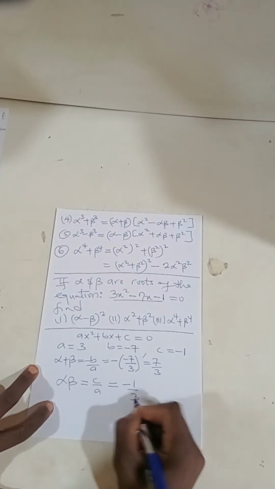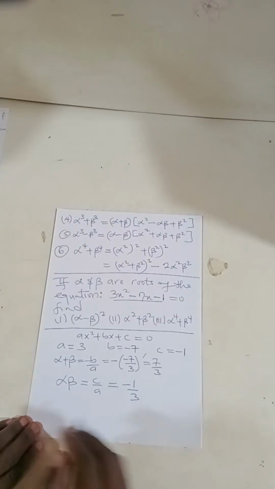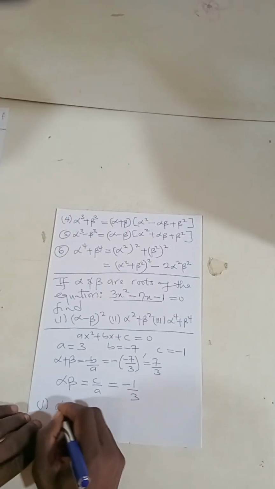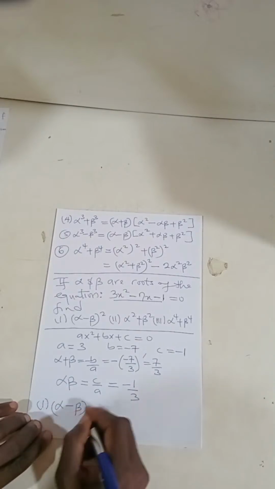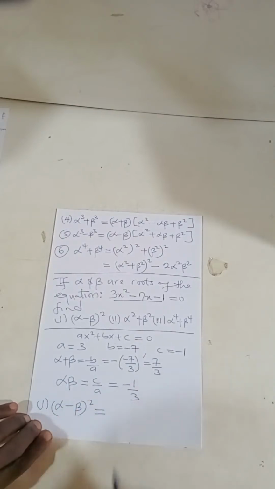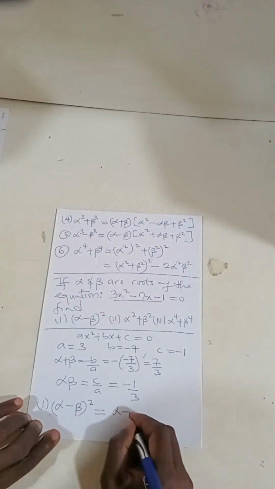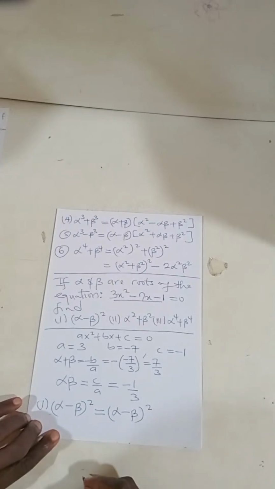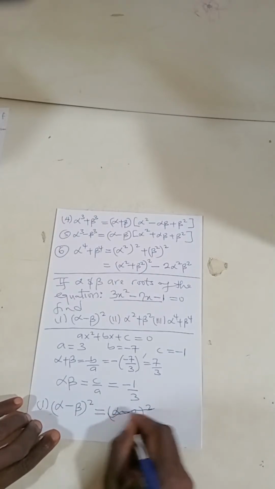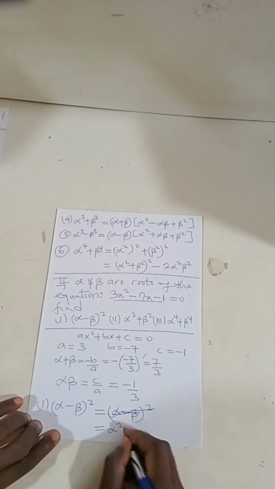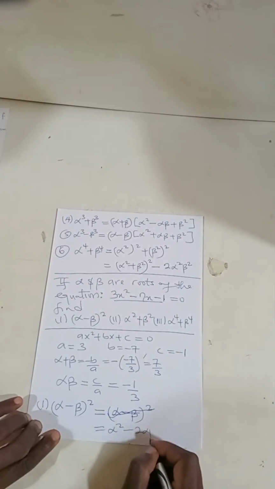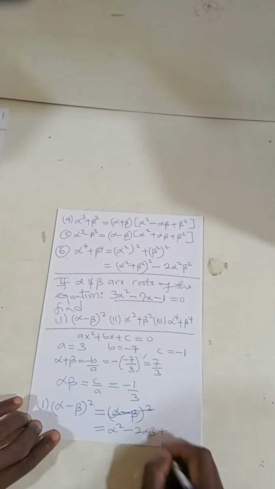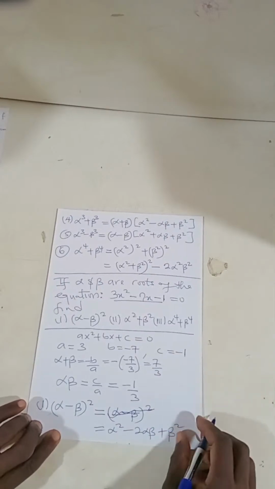My a is 3. Okay, so let's go to the first expression, alpha minus beta square. If we do the expansion of this from the identity, this will be alpha minus beta square, that will be alpha square minus 2 alpha beta, plus beta square. So that's the first thing to do.